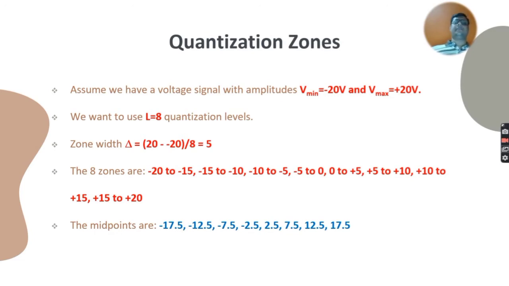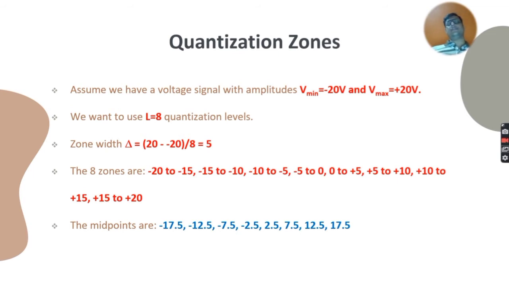Let us consider Vmax is 20 and Vmin is minus 20. And the number of levels I'm going to identify as 8. So L is equal to 8. How many binary bits are going to be assigned with respect to the levels? It is 2 to the power n, so 2 to the power 3. So 3 binary bits are to be assigned to these levels from 0 to 7, because if there are 8 levels, they will be assigned from 0 to 7.